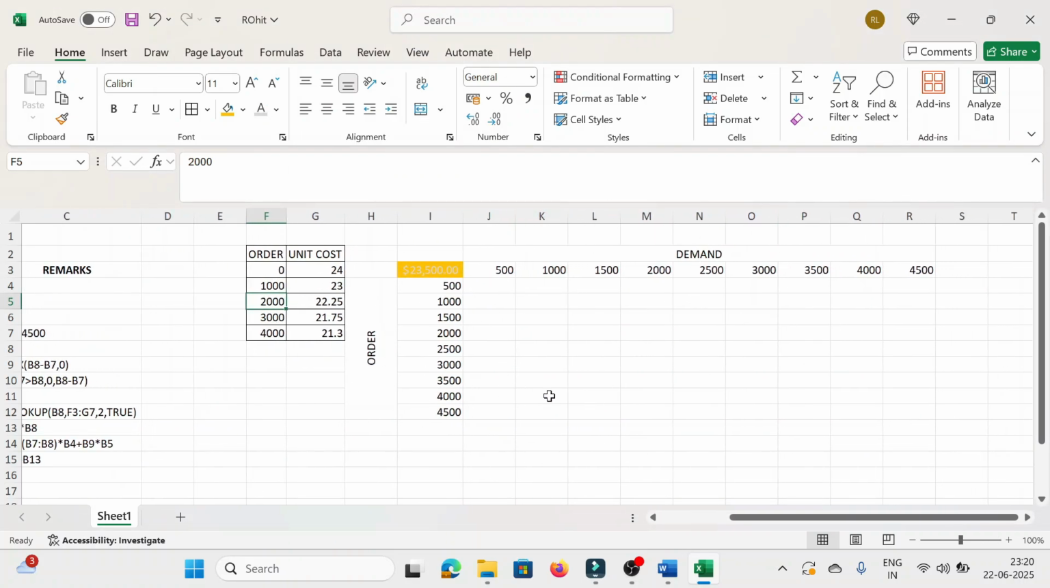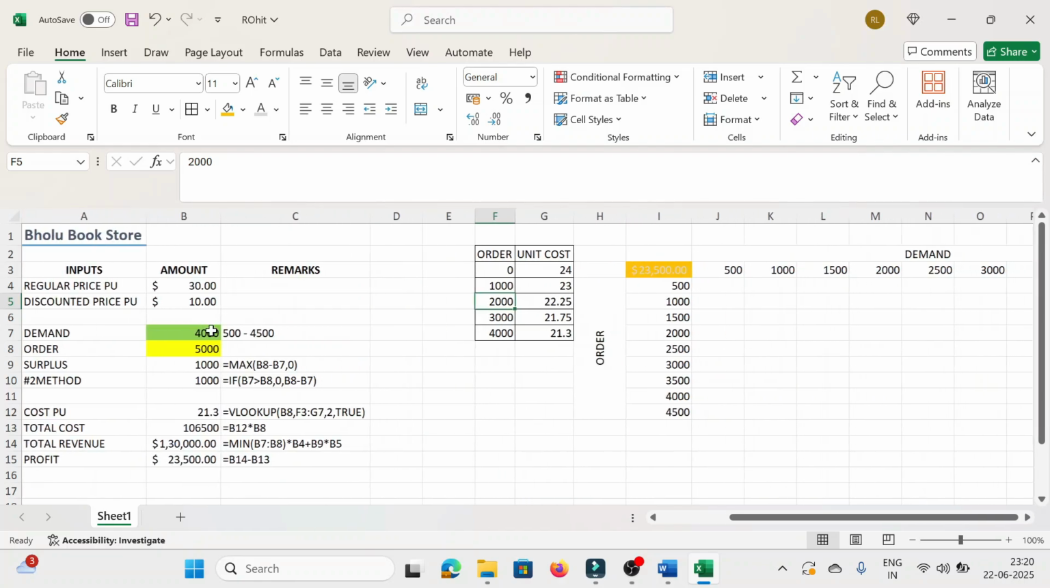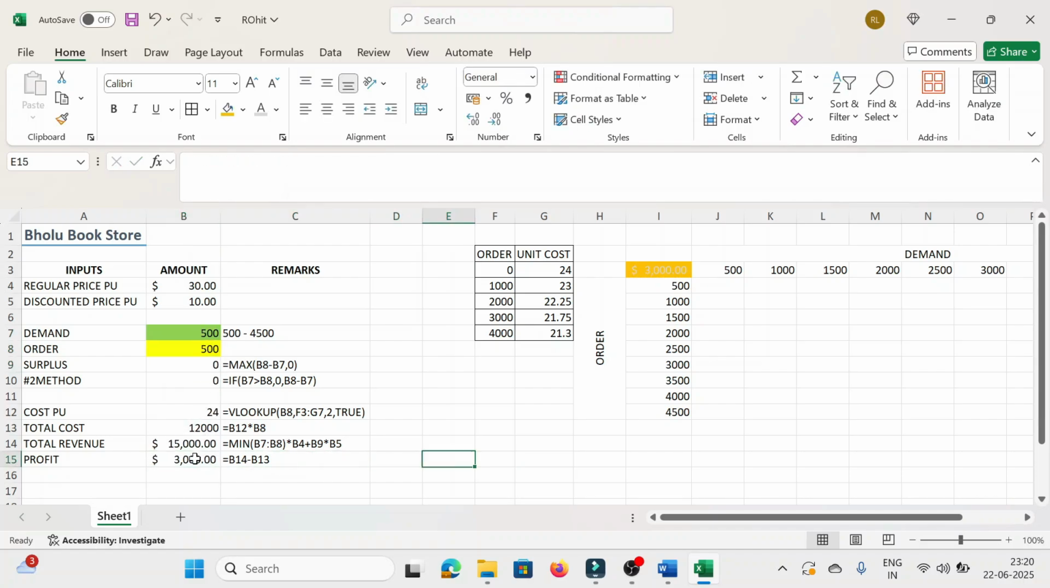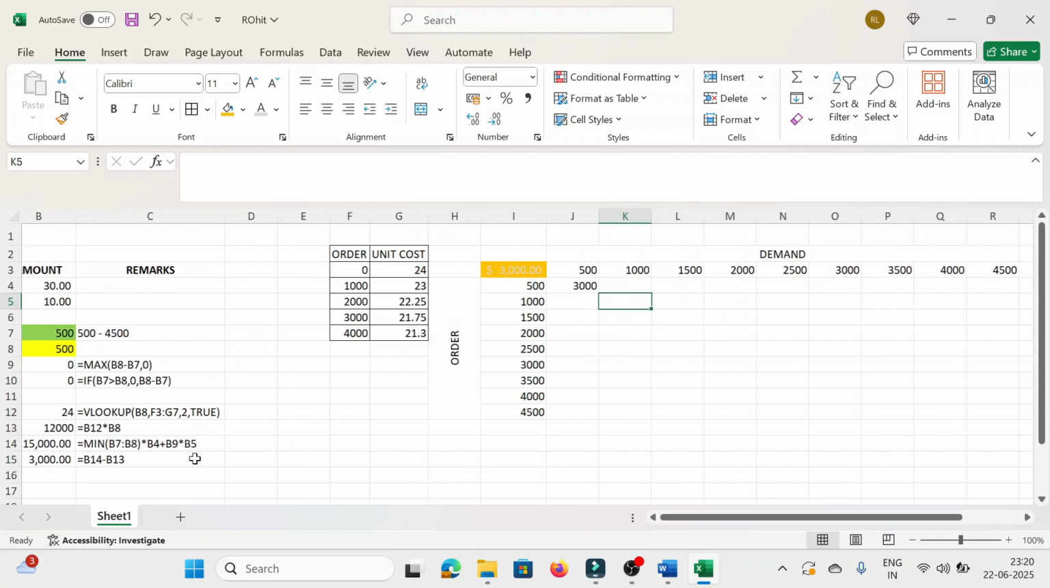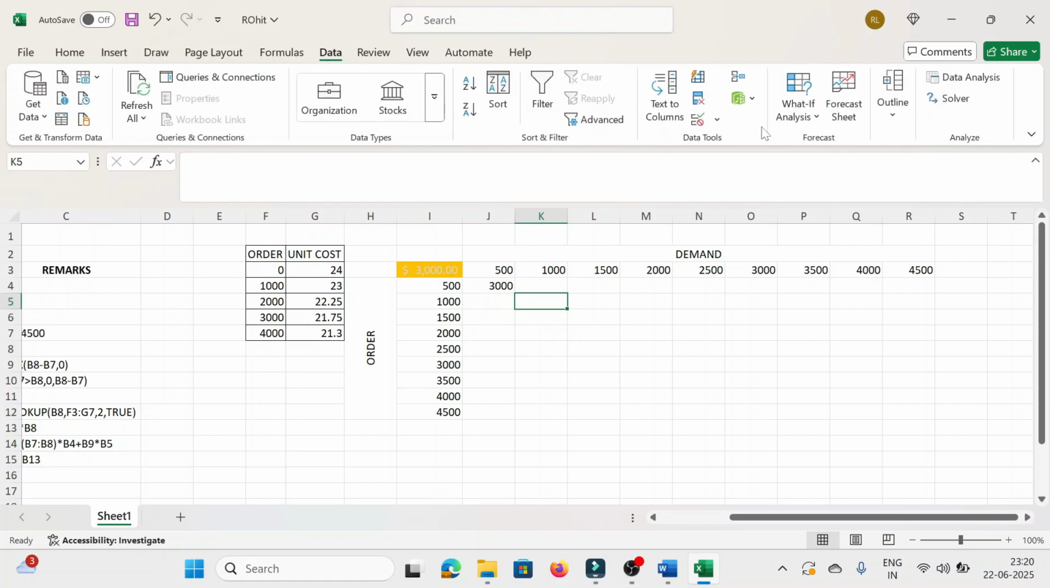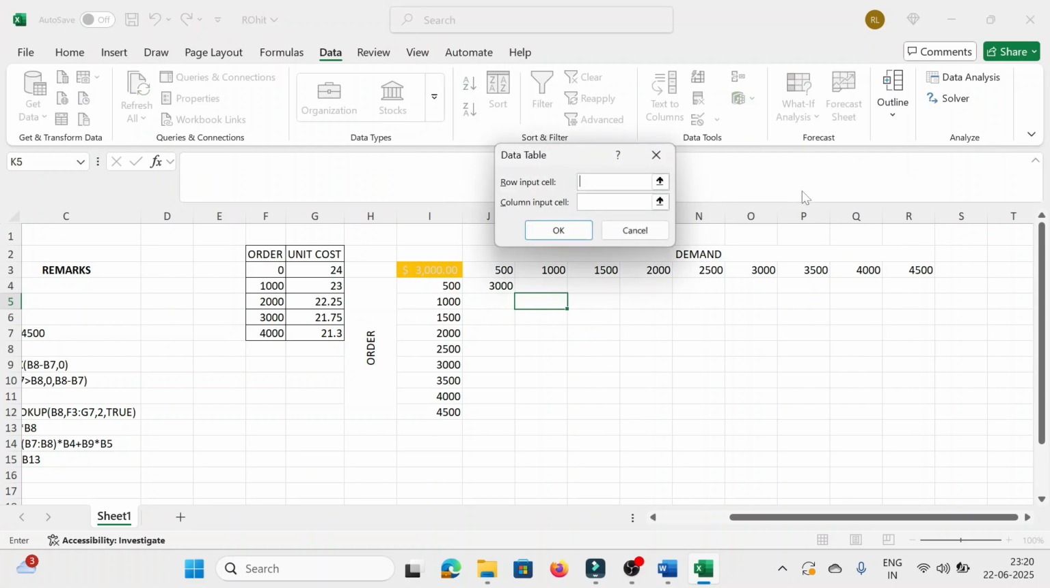Now if I want to fill this table, suppose I am just changing demand and supply to 500 and 500. So what would be my profit? So you have seen here it would be 3000. So manually if I change everything, I have to fill this table, but I will automate it by just making a formula. So I will just click on Data. I will go to What-If Analysis. I will go to Data Table.